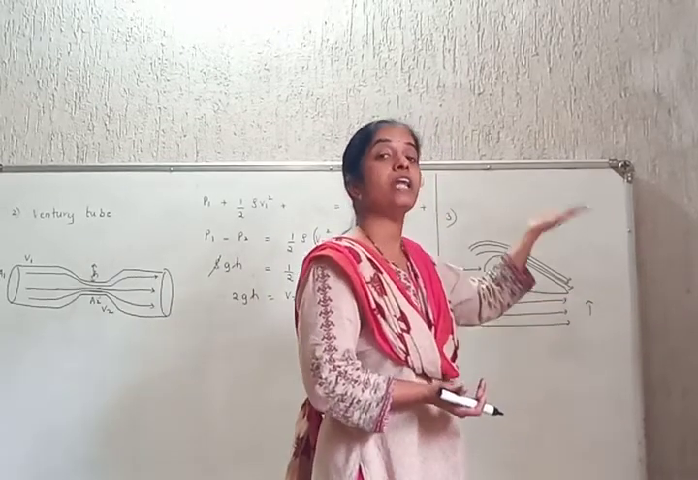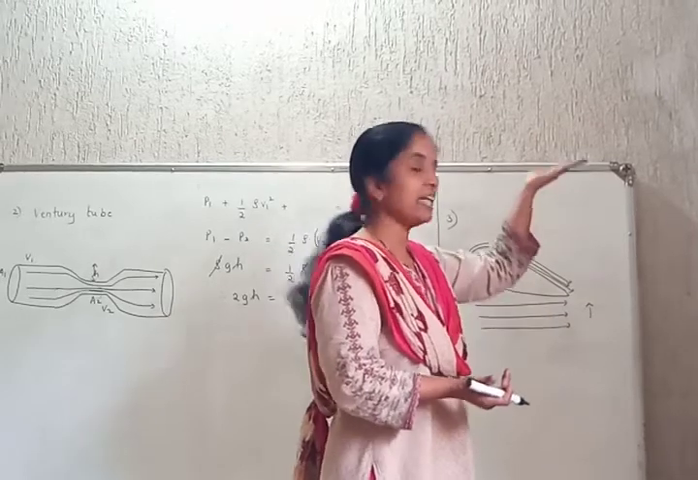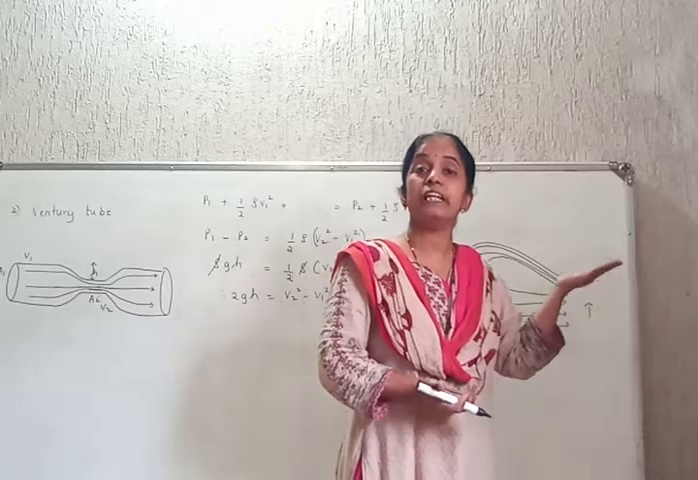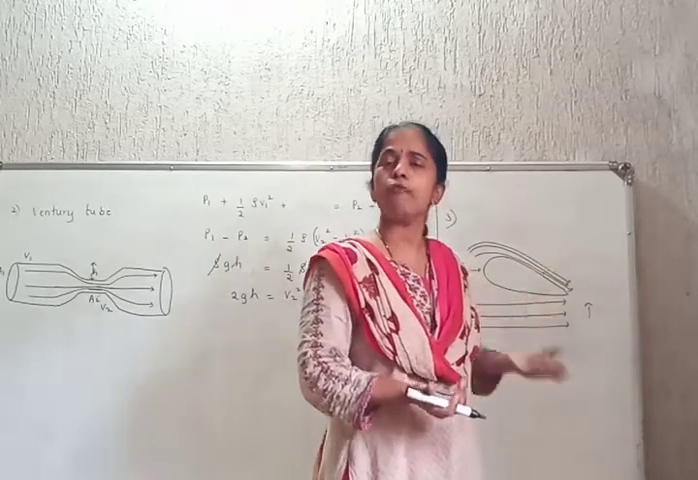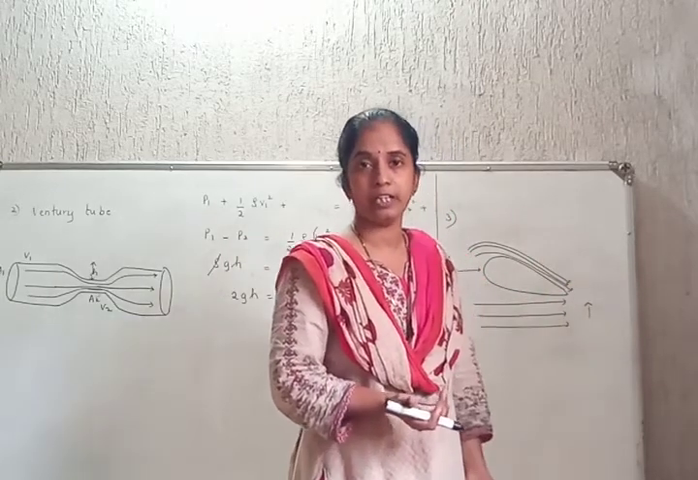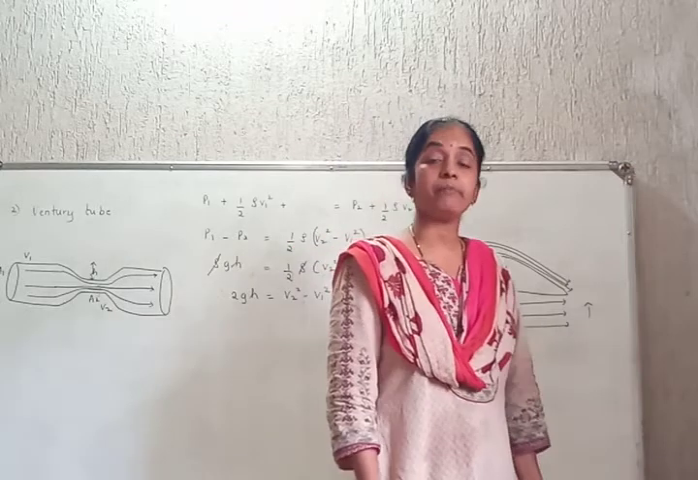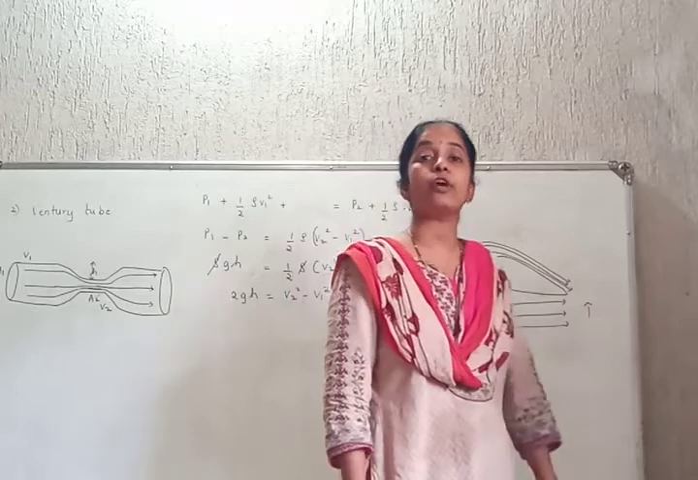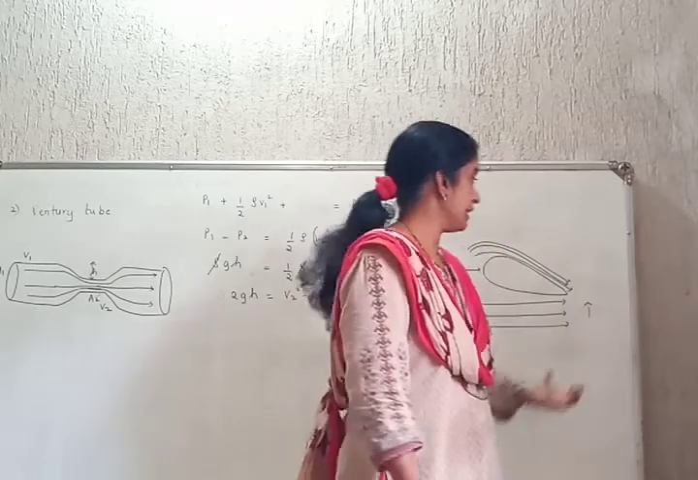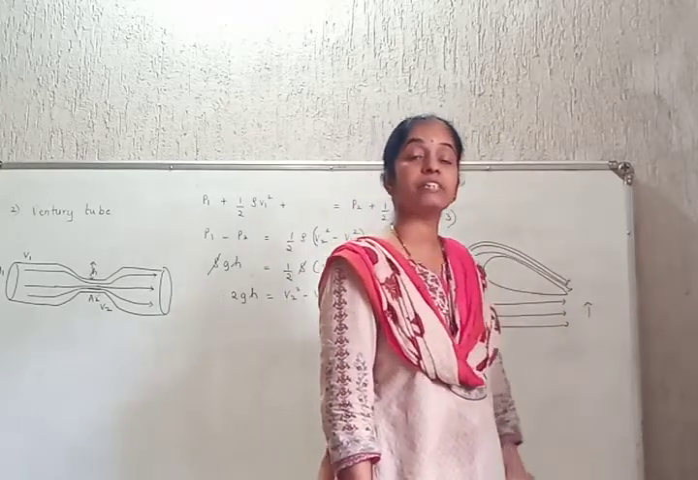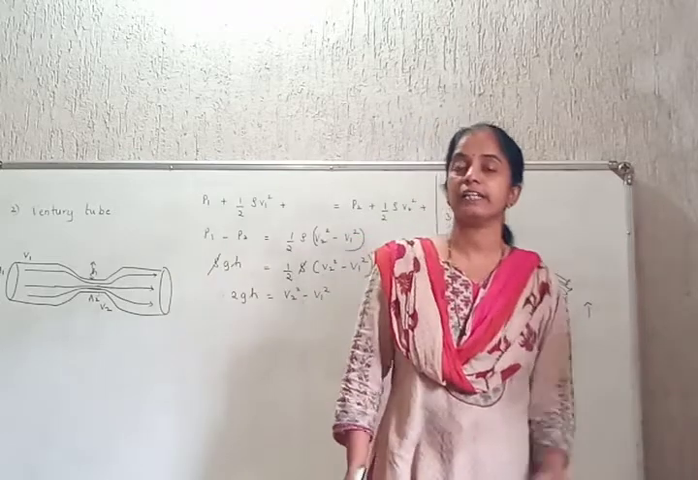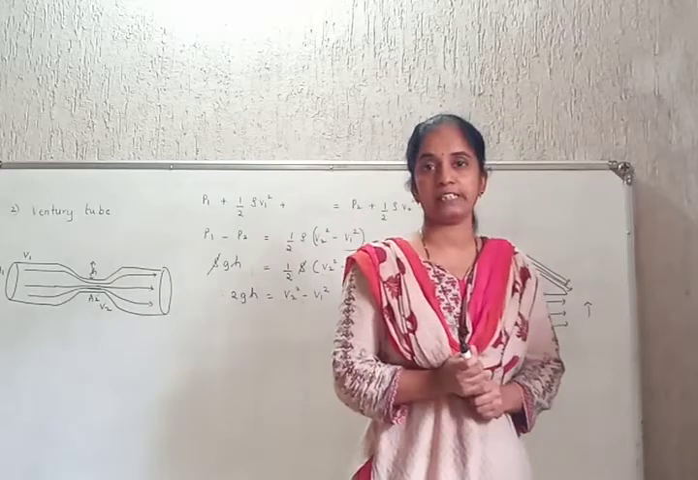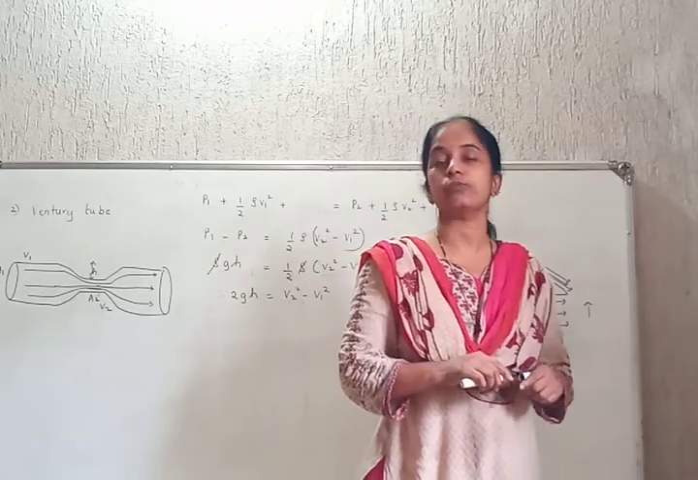provides a kind of lift on the wings. That lift is called aerodynamic lift. Whatever is the force provided by the downward pressure, when this aerodynamic lift becomes greater than the weight of the aeroplane, then the aeroplane can take off. That's it. Clear, students? This is one thing here.